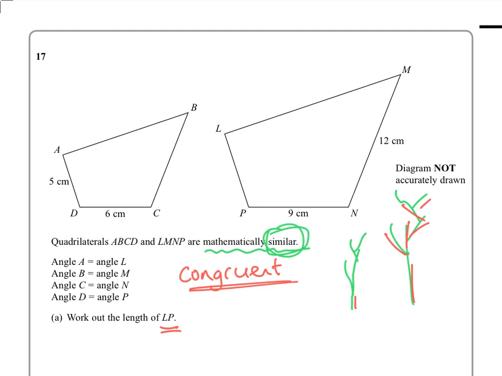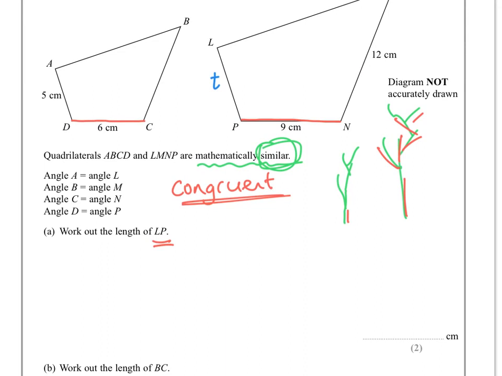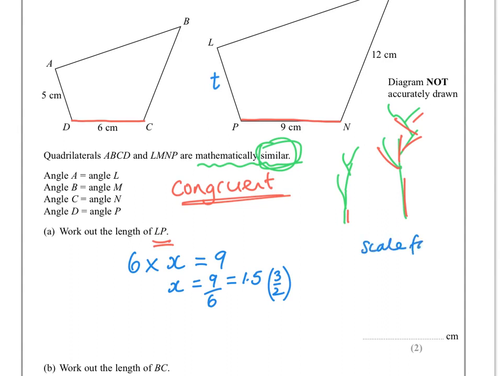So the important thing first is we'll just label this, say, T, and we want to look at what the scale factor is. So we've got DC must correspond to PN, so that should help us find out the scale factor of enlargement. So that means 6 times some scale factor of enlargement, x, is 9. And then we can find that x must be 9 divided by 6, which your calculator will probably give 1.5. I might use 3/2. It's really up to you. So that's the scale factor. I'll write 3/2 here.